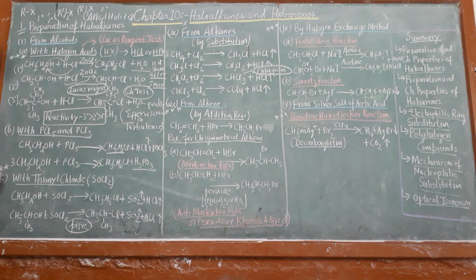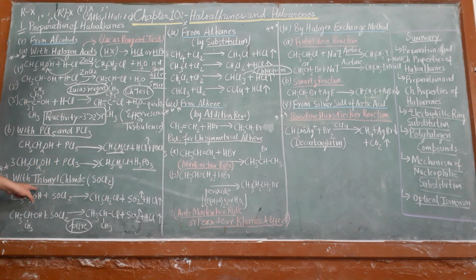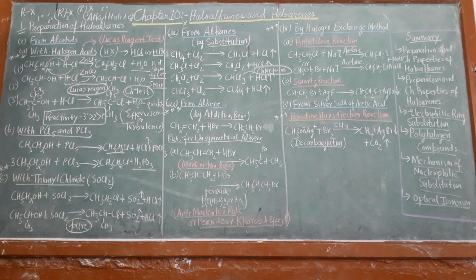Now this is very important. We are reacting alcohols with SOCl2, also called thionyl chloride. Alcohol with SOCl2 in the reaction also gives alkyl halide, plus SO2 gas and HCl gas as the byproducts or side products. Now you might be wondering why it is so important.